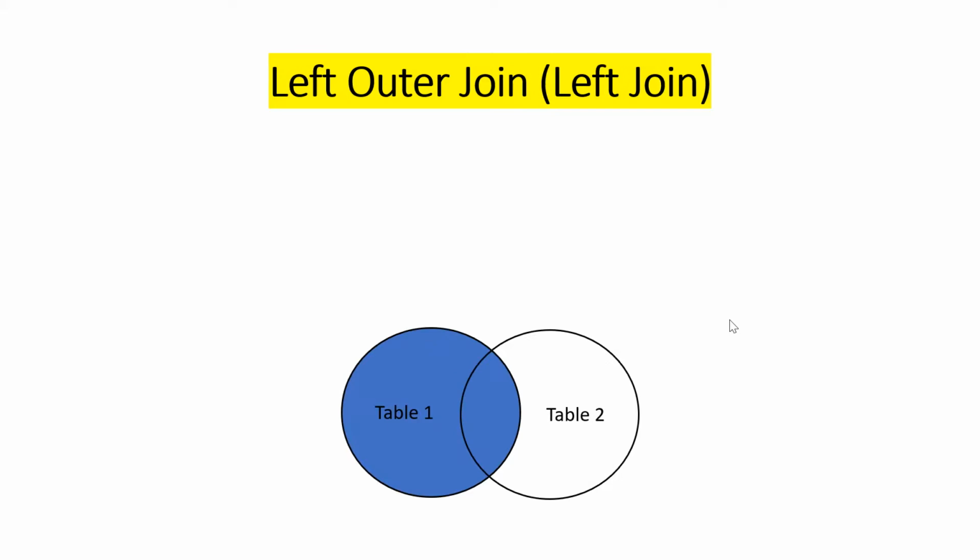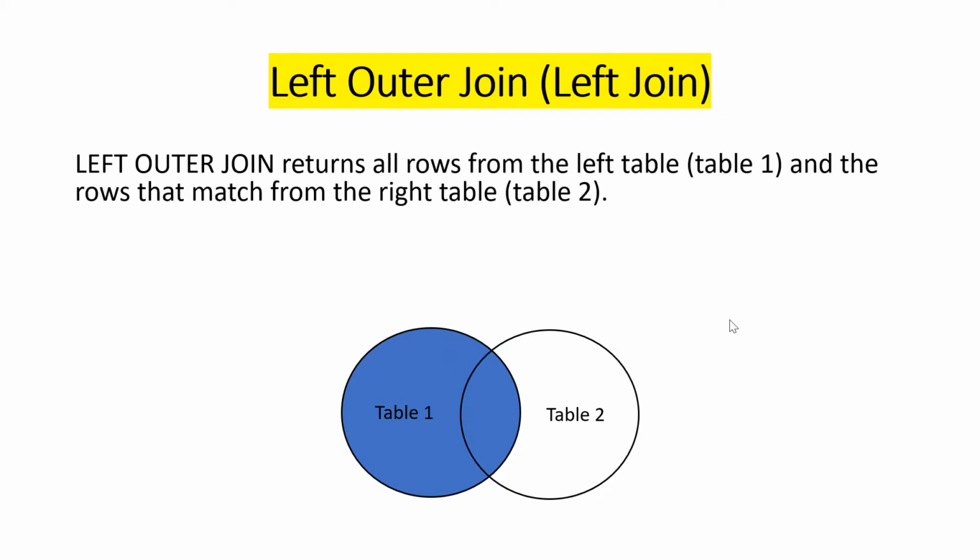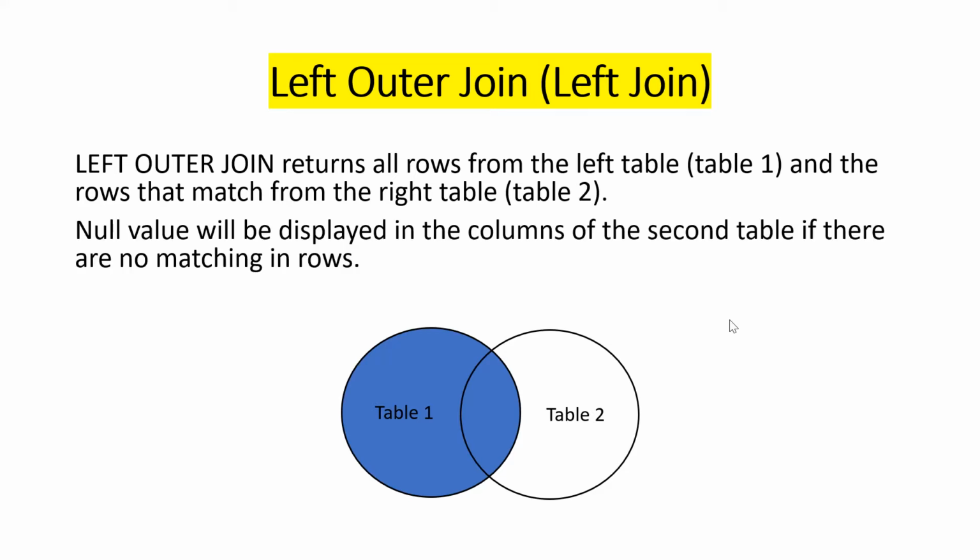For the left outer join, which is also called left join, it returns all the rows from the left table, which is table 1, and the rows that match from the right table, which is table 2. So if we have rows in table 1 that do not match the rows in table 2, they will be displayed as null values in the corresponding columns.